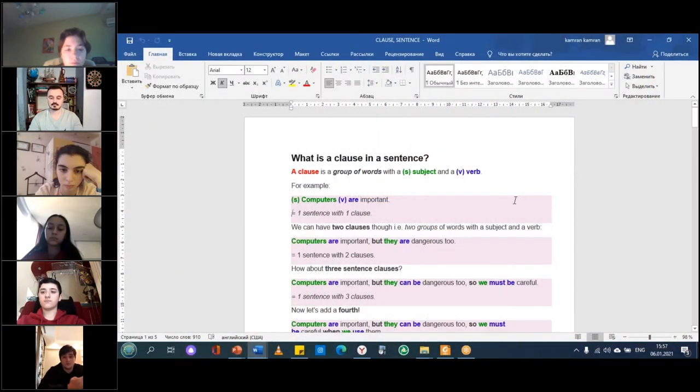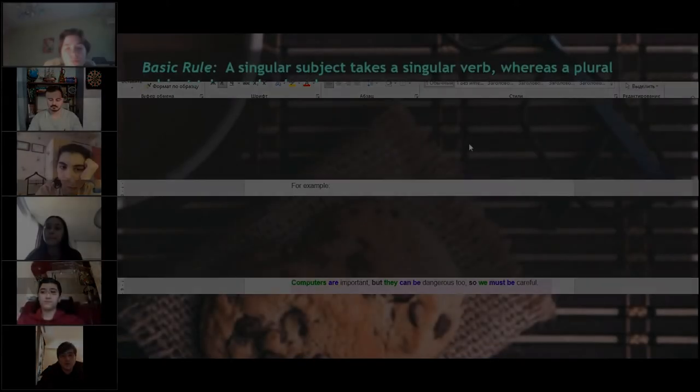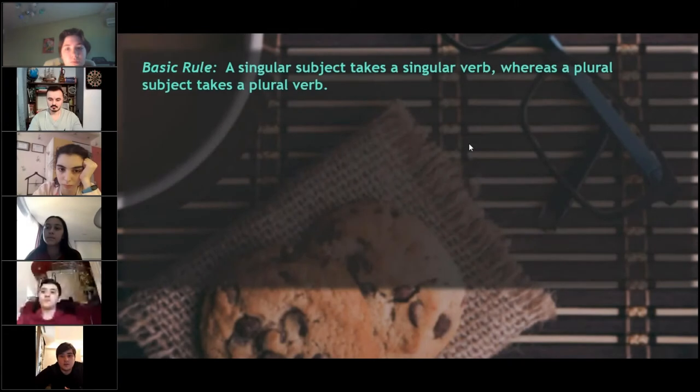A clause is a group of words with a subject and a verb. Computers are important. One sentence with one clause. We can have two clauses, so two groups of words with a subject and a verb. Computers are important, but they are dangerous too. Basic rule. A singular subject takes a singular verb, whereas a plural subject takes a plural verb.